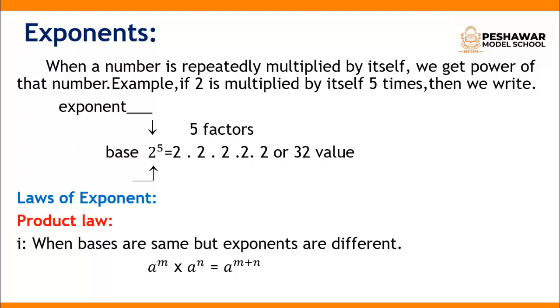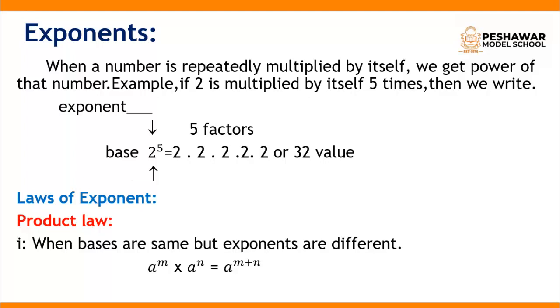So my dear student, exponent is also known as power. It is also known as indices. Now again I will explain to you. When a number is repeatedly multiplied by itself, we get power of that number. For example, 2 power 5 means here 2 is known as base, 5 is known as exponent, and we have to multiply 2 multiplied by 2 multiplied by 2 multiplied by 2 multiplied by 2, which is equal to 32. So 32 is known as its value.